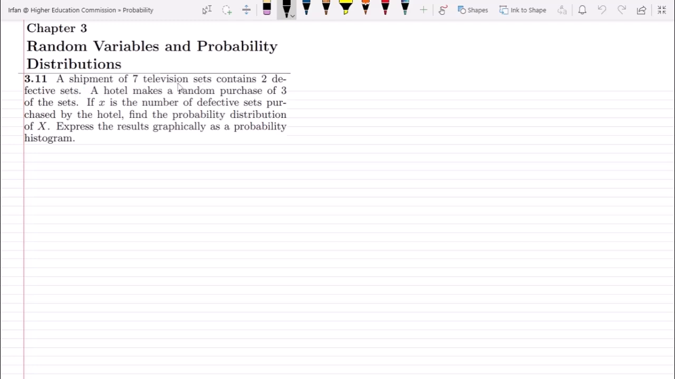The statement of this question is: a shipment of 7 television sets. Let me underline the figures here. 7 television sets contain 2 defective sets. Let me write here the given data, and for given data let me choose the color blue. So in total of 7 televisions we have 2 defective sets.